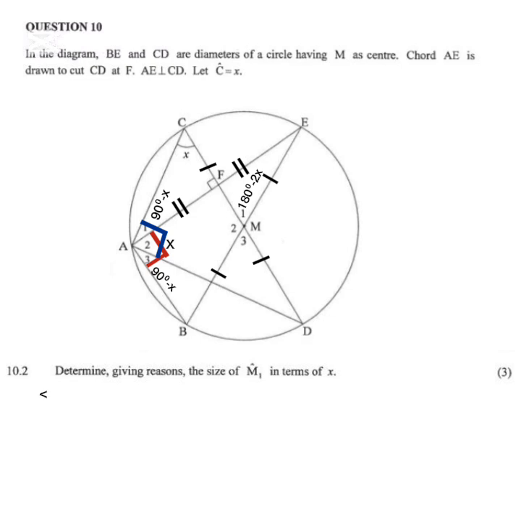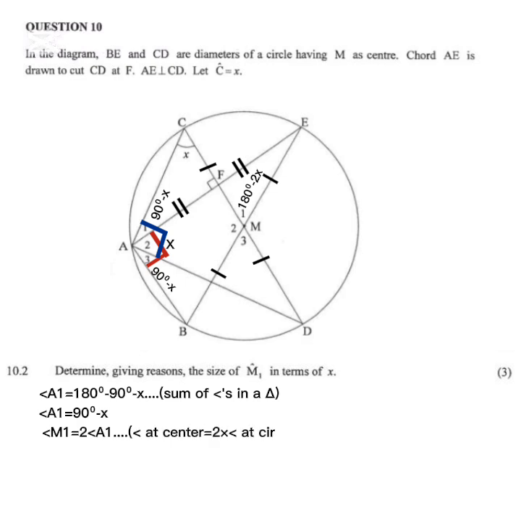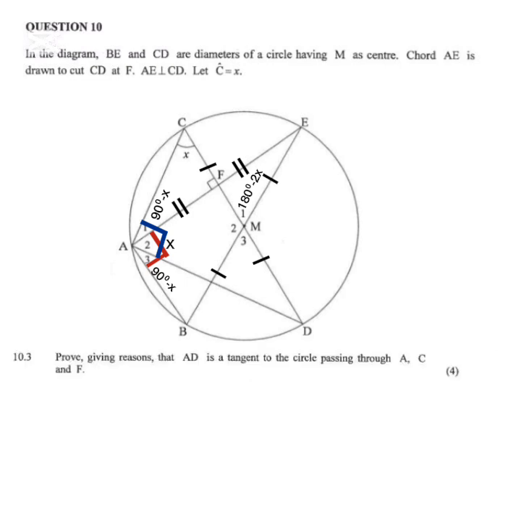So let's write it out. Angle A1 is equal to 180 degrees minus 90 degrees minus X, reason: sum of angles in a triangle. Angle A1 is equal to 90 minus X. Then angle M1 is equal to 2 times angle A1, reason: angle at center is 2 times angle at circumference. Therefore, angle M1 will be equal to 2 times (90 degrees minus X). Angle M1 is equal to 180 degrees minus 2X. Let's move to the next question.